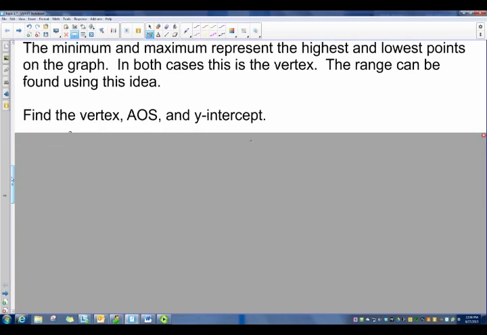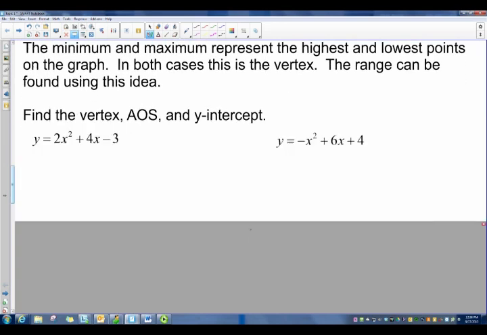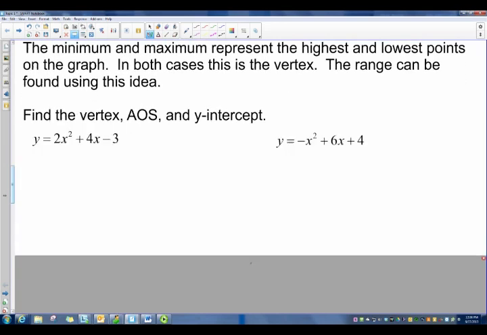Okay? So, here's what I've got. I'm going to be asked to find the vertex, axis of symmetry, and the y-intercept of an actual function. Now, here's how it works. The minimum and maximum values represent the lowest and highest points on the graph. In both cases, this is the vertex. So what we want to understand is if I find the maximum or the minimum, I am finding the vertex. Well, how's that done?